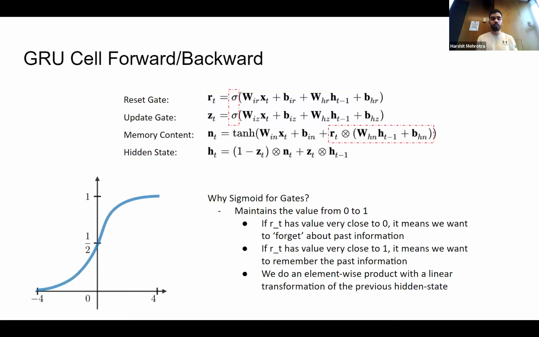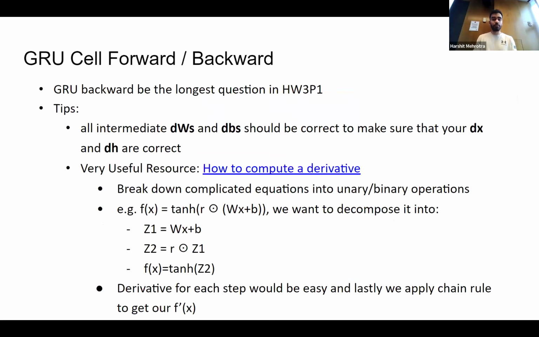Finally, you do have the non-linearity here as well. And the final hidden state for the GRU is basically a linear combination of the previous hidden state and the current computation, that is NT. The forward for this should be pretty straightforward to implement because it's just a series of matrix multiplications, additions, and then activations. Activations you've already implemented.